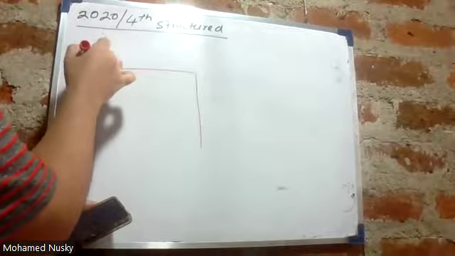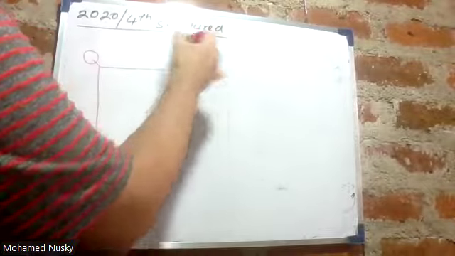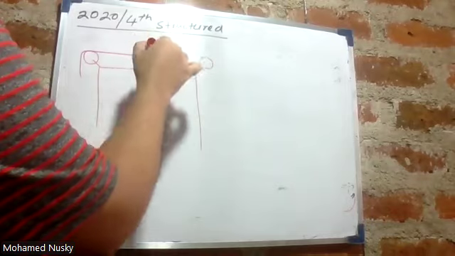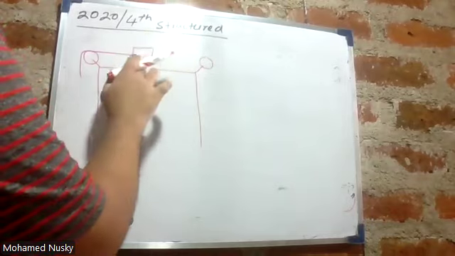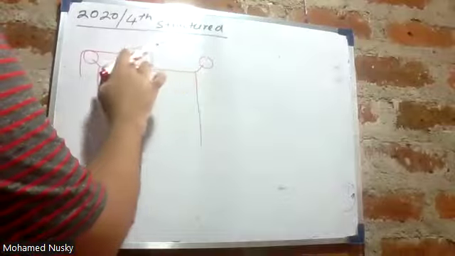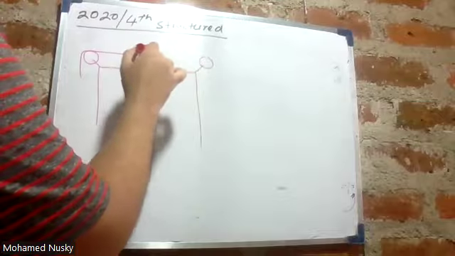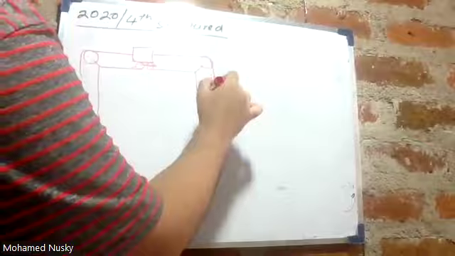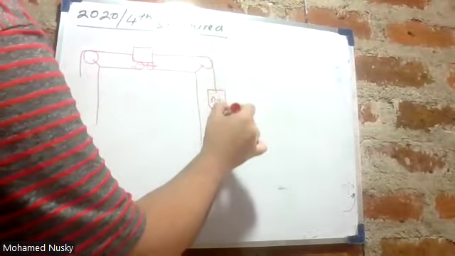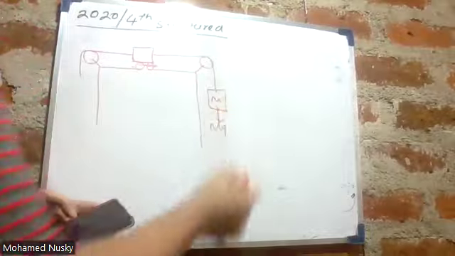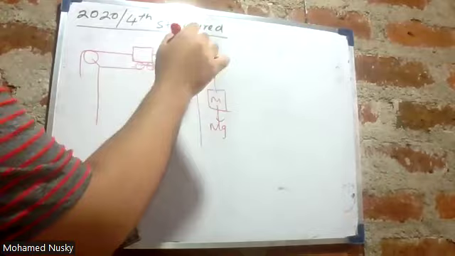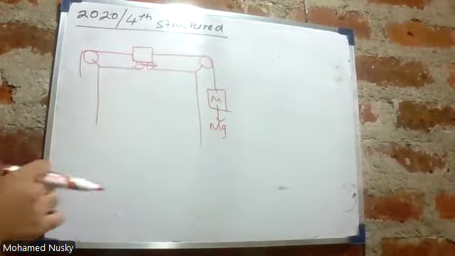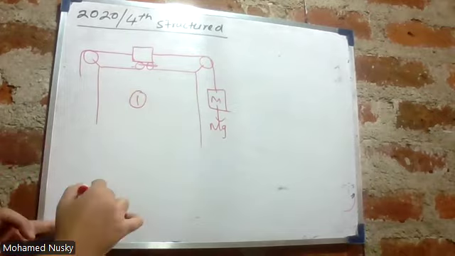Here there is a pulley connected. Here also there is a pulley. The string is passing over this pulley and is connected to the box. And this is connected to a mass M. It means there will be mg, because it's M, there will be a weight in the downward direction, that is mg. This is instance number 1. What is instance number 2?